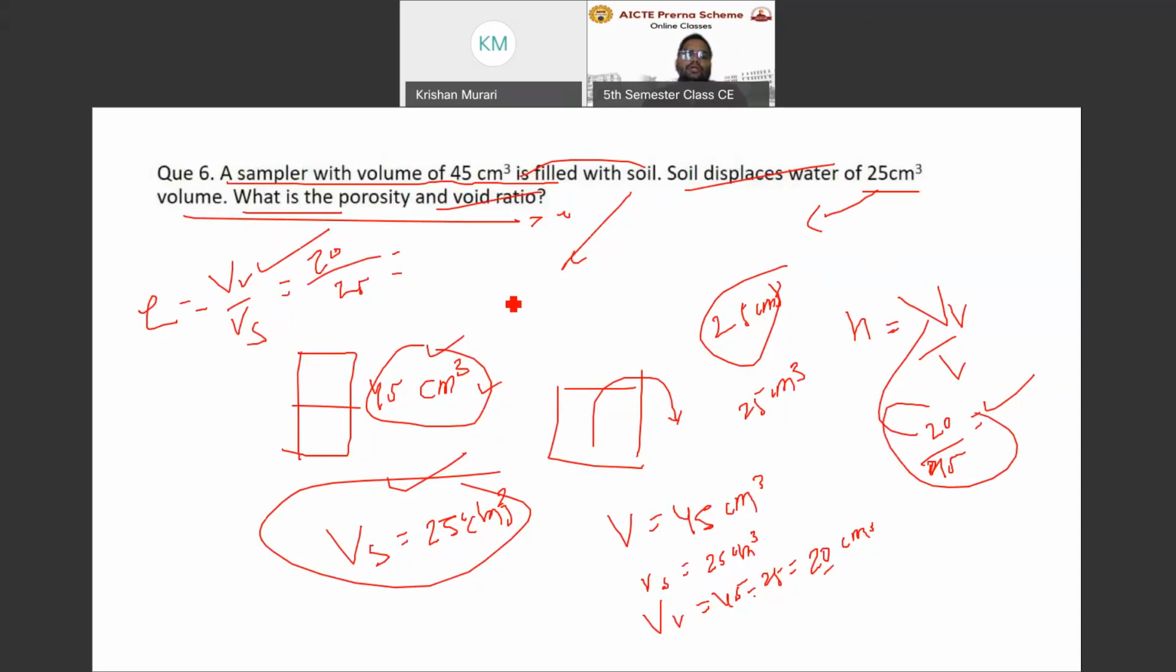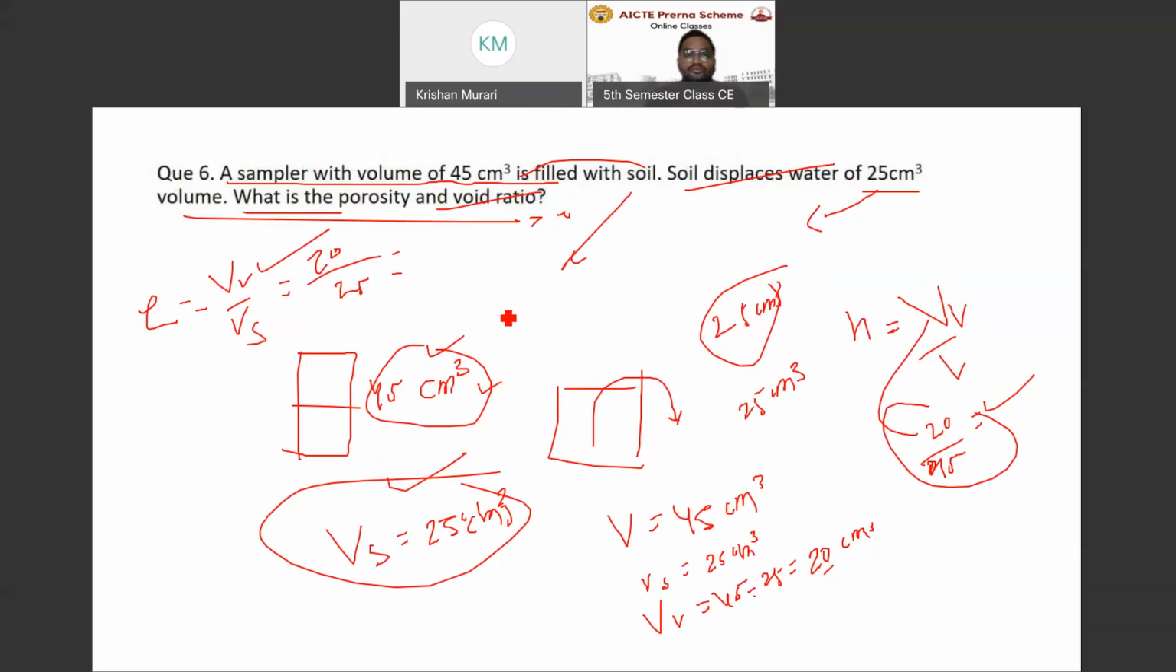So you have to repeat and solve numerical problems many times. Then these formulas will be memorized and you will never forget them. If you practice more and more, then the questions will be solved easily. Okay, so that is the first topic that we considered: the interrelationship between these terms, like void ratio, porosity, unit weight of soil in dry condition, saturated condition, submerged condition, specific gravity, and degree of saturation.